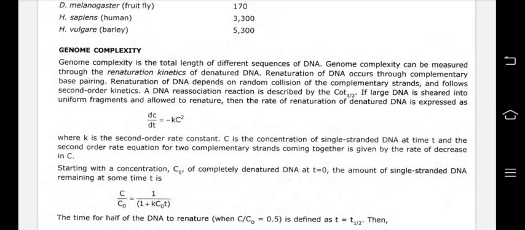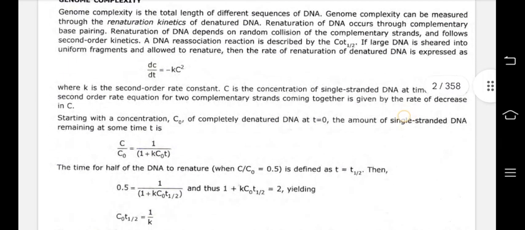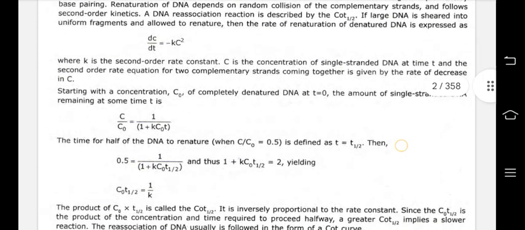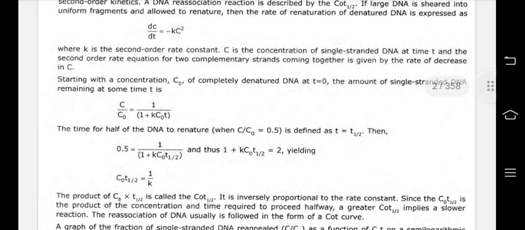If large DNA is sheared into uniform fragments and allowed to renature, then the rate of renaturation of denatured DNA is expressed as dC/dt = -kC², where k is the second order rate constant, C is the concentration of single stranded DNA at a time t, and this second order rate equation describes two complementary strands coming together, given by the rate of decrease in C. Starting with a concentration C0 of completely denatured DNA at t = 0, the amount of single stranded DNA remaining at some time t is C/C0 = 1/(1 + kC0t).